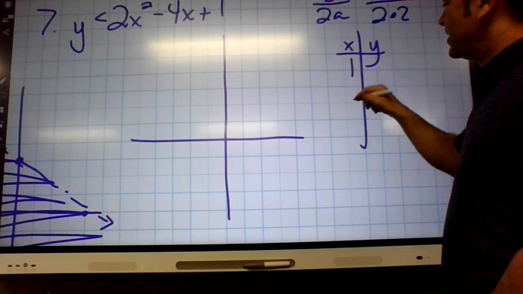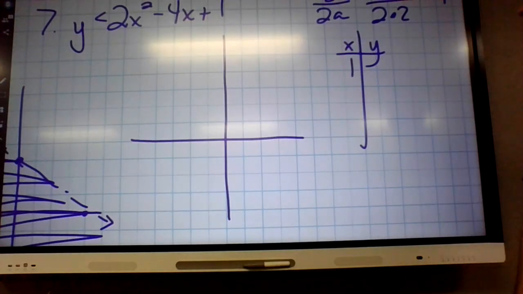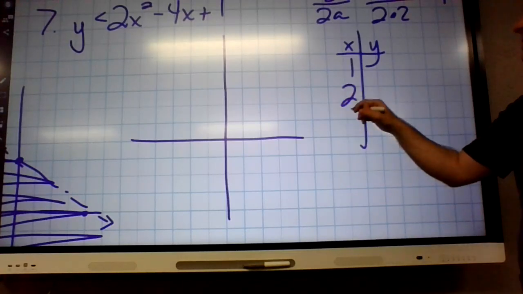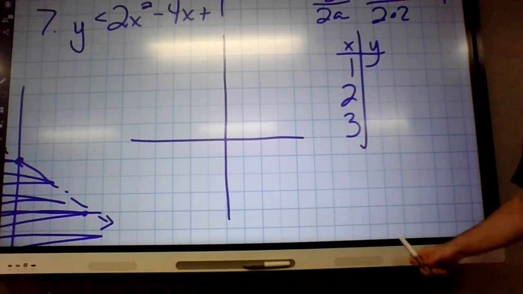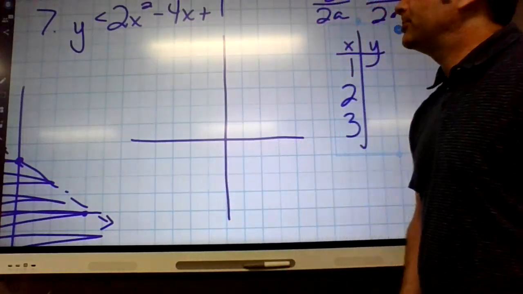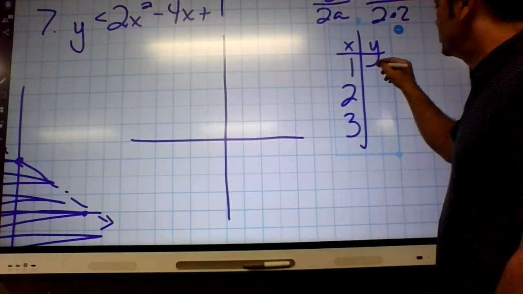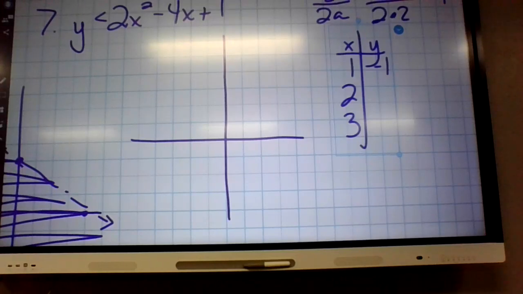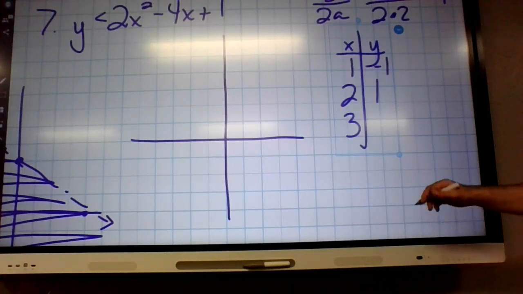Okay, that is the x-coordinate of the vertex. So how do I find the y-coordinate that goes with it? Plug it in. So that would be 2 minus 4 plus 1 is negative 1. If I plug in 2, I get 1, and if I plug in 3, 18 minus 12, 6 plus 1, 7.